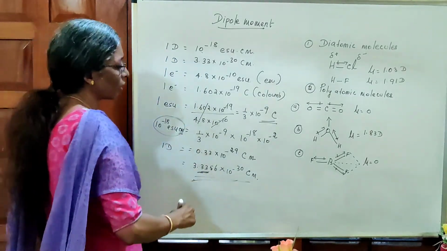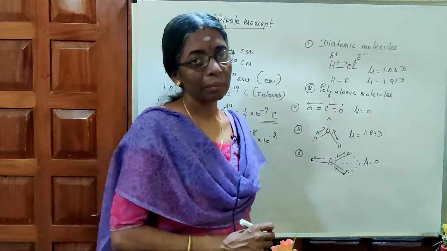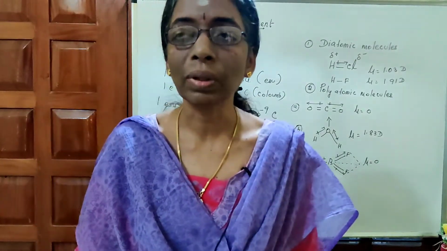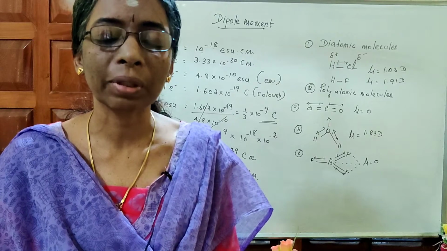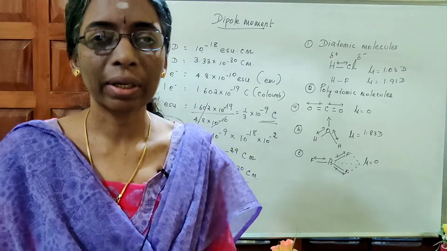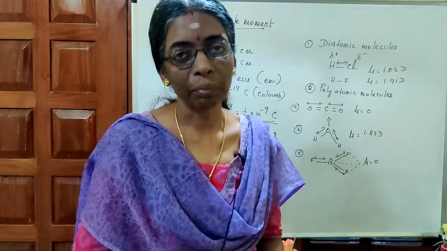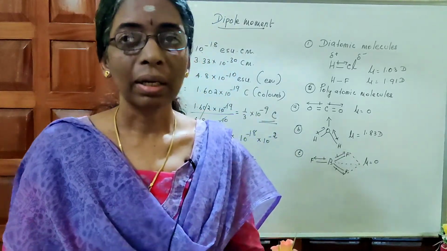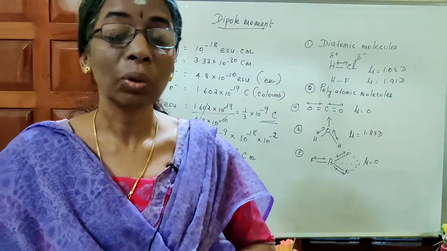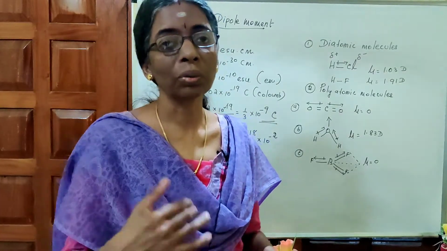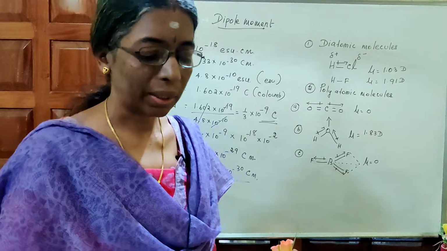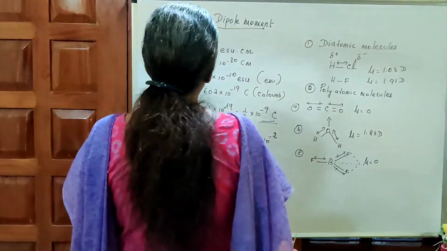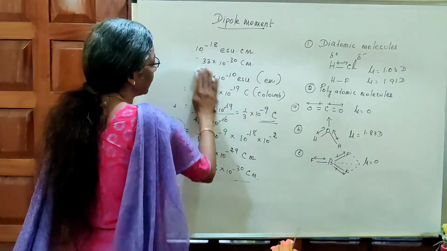This conversion of units is important because sometimes questions are asked on applications of dipole moment. Some problems come, such as what is the percentage of ionic character, what is the observed dipole moment, and what is the ionic dipole moment, mu ionic. So we should know how to convert ESU into debye or debye into ESU. For that it is necessary. Okay, next we will see.